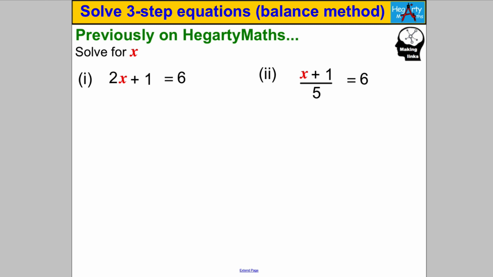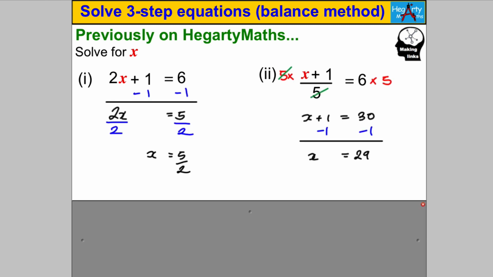Right, showing you the answers. Hopefully you got, using the balance method, x is 5 over 2 for the first one and x was 29 in the second one. If you can't do that, make sure you go back and work on the two-step equations before we proceed. Now what's this video about?